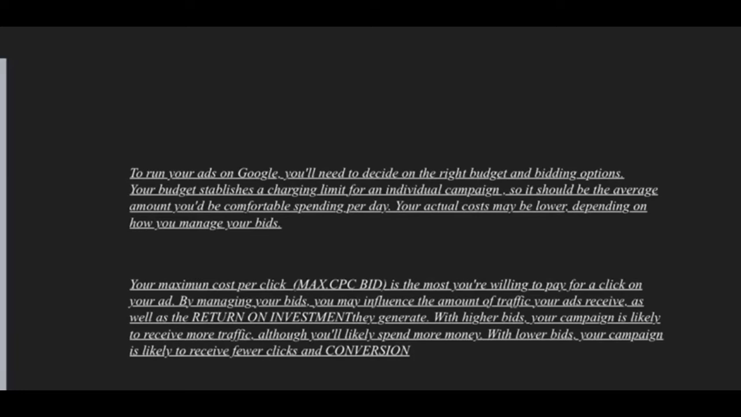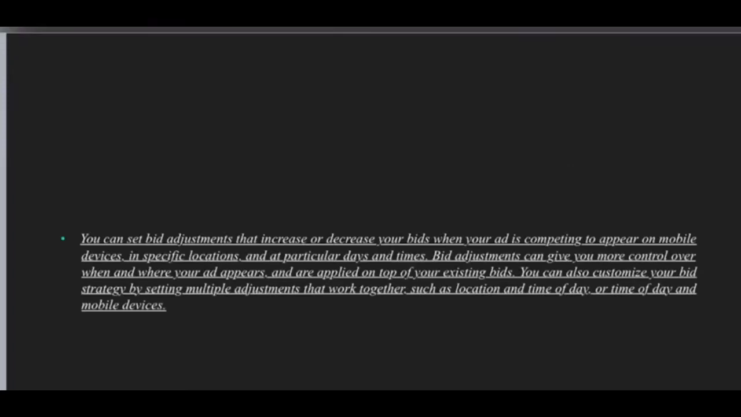You can set bid adjustments that increase or decrease your bids when your ad is competing to appear on mobile devices, in specific locations, and at particular days and times. Bid adjustments can give you more control over when and where your ads appear and are applied on top of your existing bids. You can also customize your bid strategy by setting multiple adjustments that work together, such as location and time of day, or time of day and mobile devices.